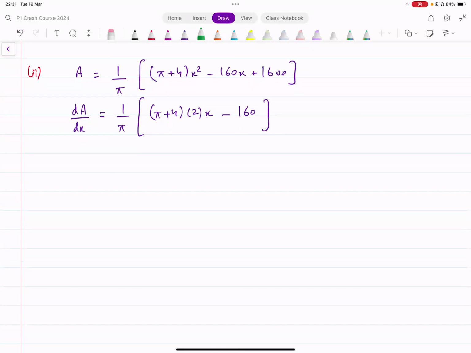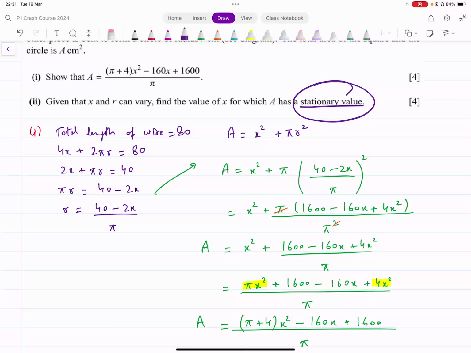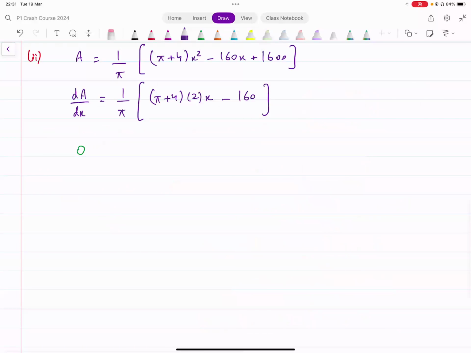Now we can just put this equal to 0, right? Why are we doing this? Because we're looking for the value of x at which A has a stationary value. We don't always put the derivative equal to 0. We are only putting this equal to 0 because we're looking for a stationary value. And that's why we are putting this equal to 0 like this. Okay, so that's what we get.